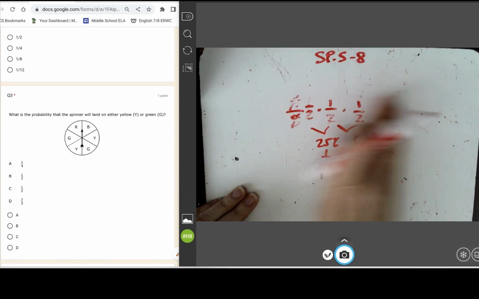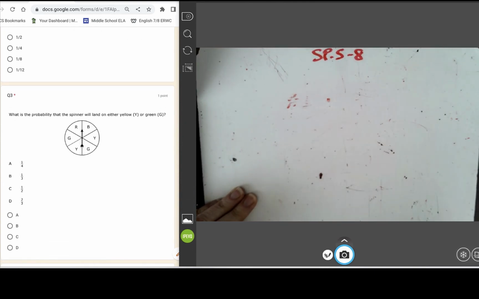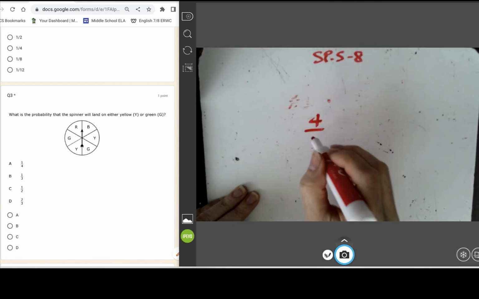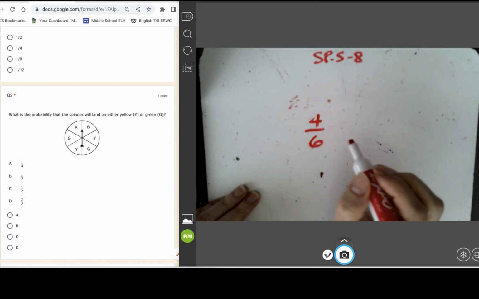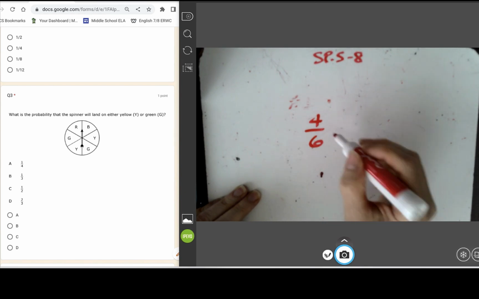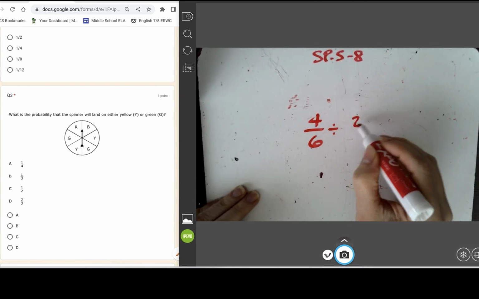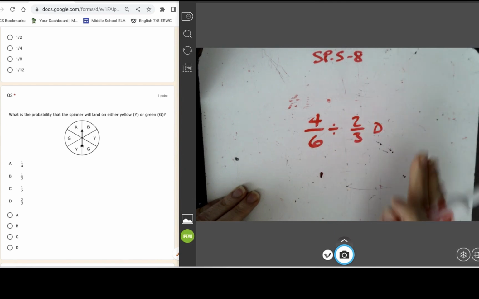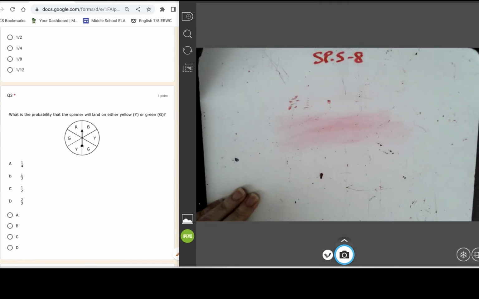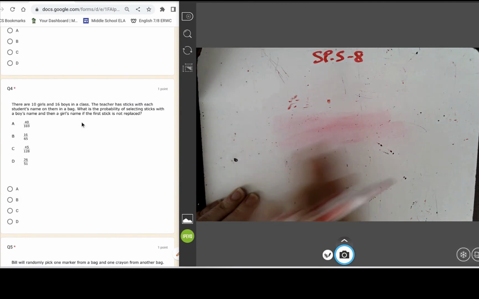Number 3, probability the spinner will land on either yellow or green. So there are 2 yellow squares and 2 green squares. That is 4 out of 6, which if I simplify that down, that should give me 2/3, which is D. Okay, moving right along to number 4.